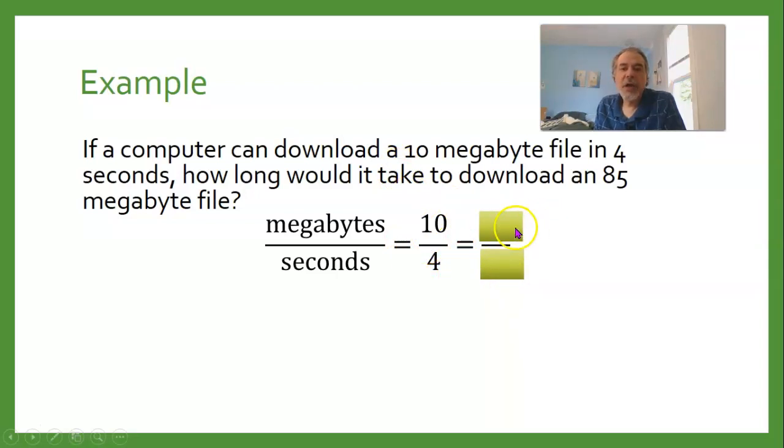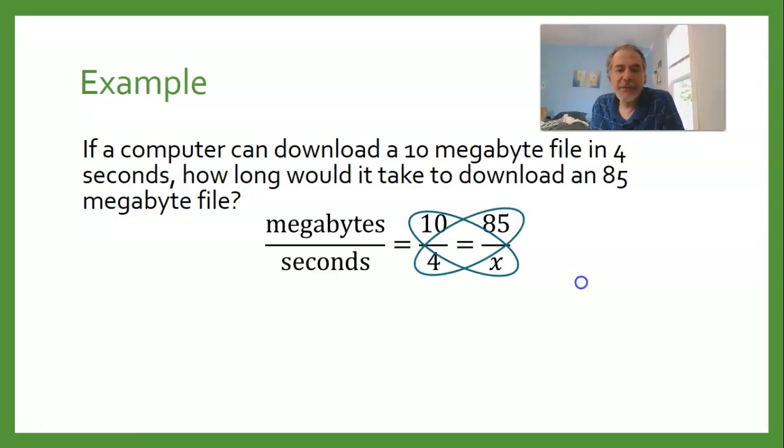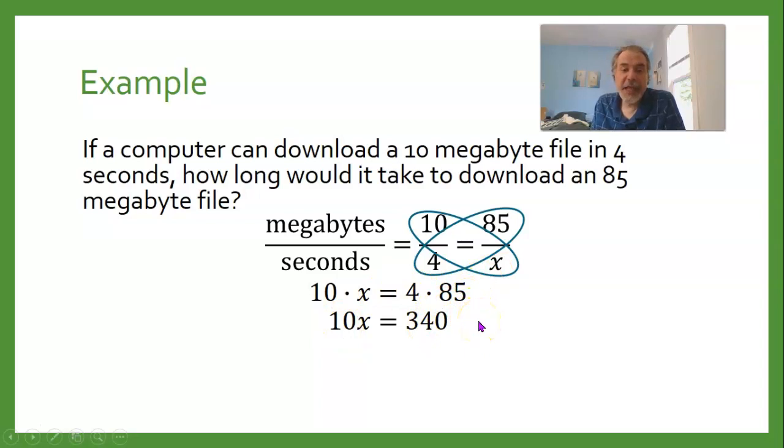So we can set that up. And then over here, the number that goes on top should be the number of megabytes. That's 85. And on the bottom, we should have the number of seconds. And that's what we're trying to find. How long? How many seconds? So we'll put an x there for that. And now we will solve for x. 10 times x equals 4 times 85. So 10x equals 340. So divide both sides by 10 and you get x equals 34. So the answer to the question, how long would it take, is it would take 34 seconds.